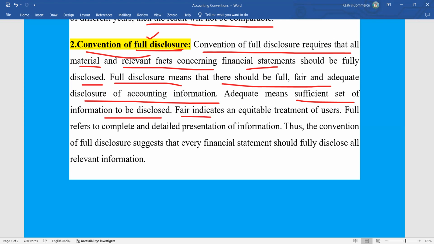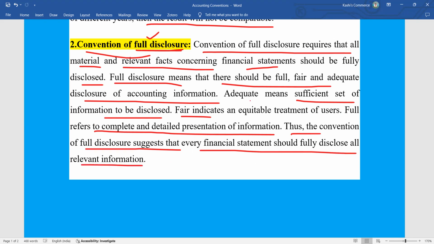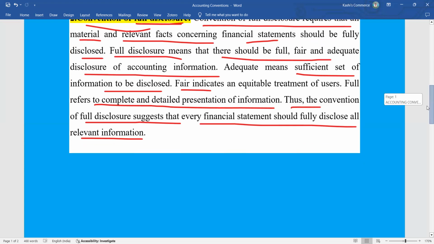Fair indicates an equitable treatment of users. We have to treat every user as equal, whether internal or external, employee or management. Full refers to a complete and detailed presentation of information. Thus, the convention of full disclosure suggests that every financial statement should fully disclose all relevant information. We have to provide all information to the accounting users.